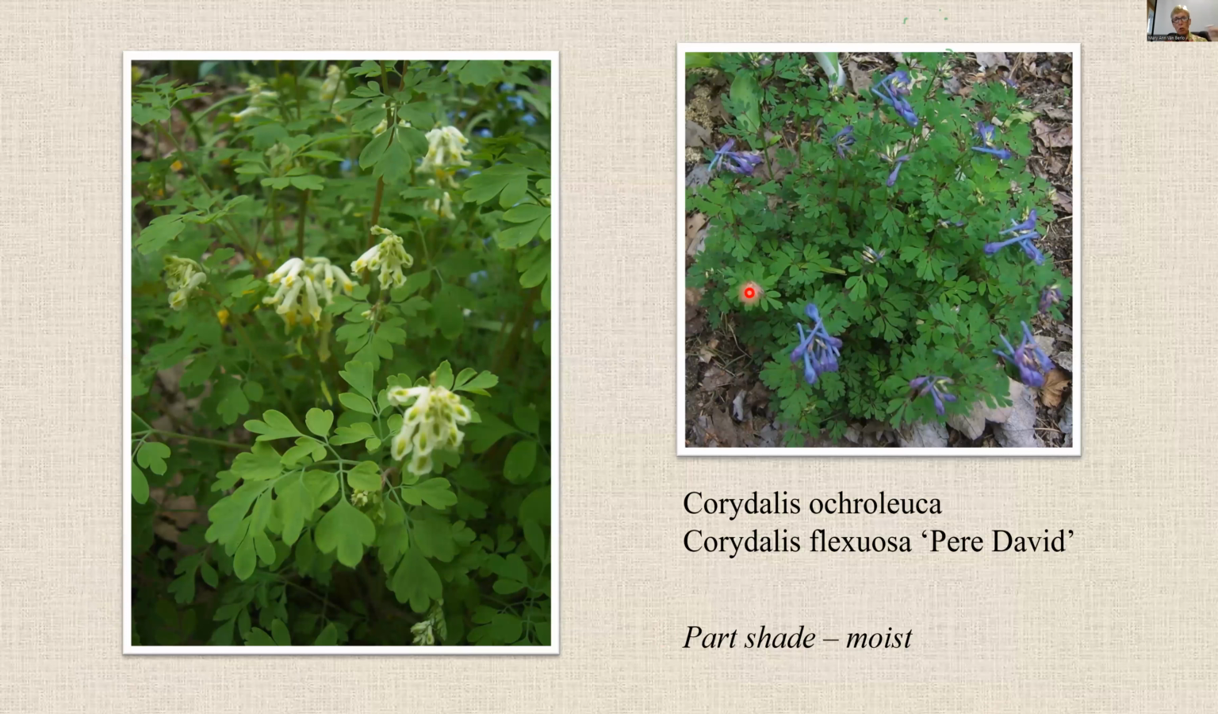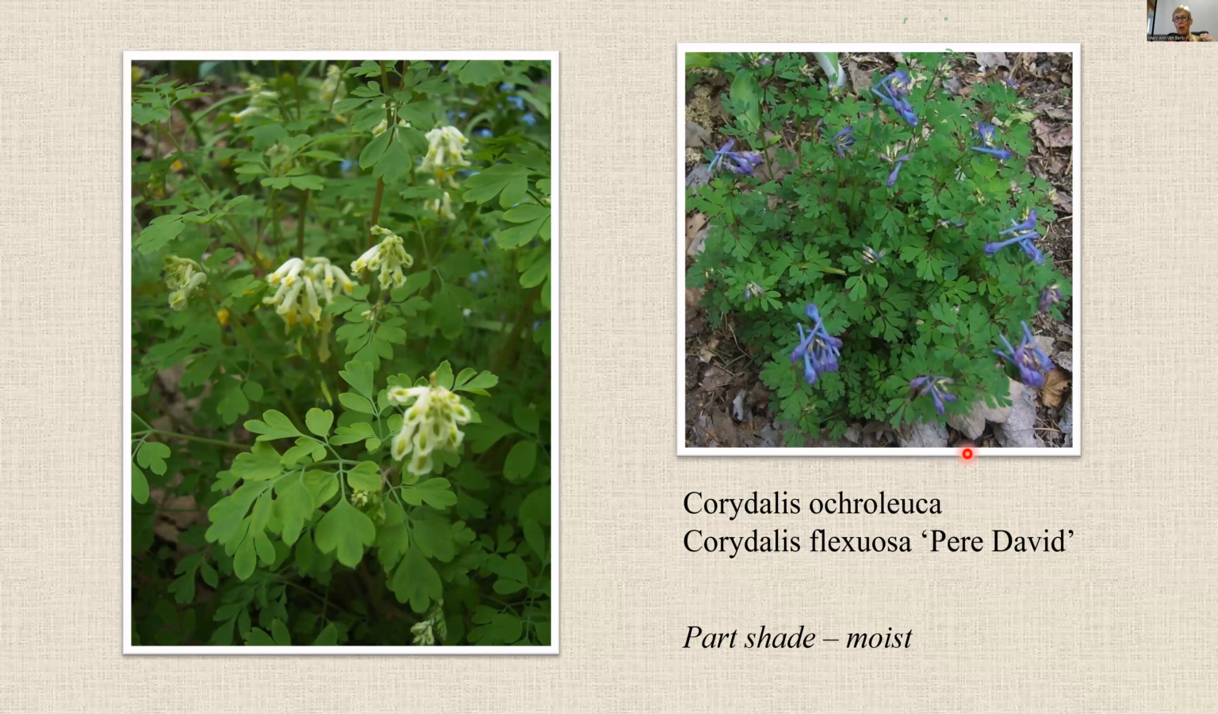Now we're on to Corydalis. It is fast spreading. It's in the same family as your bleeding heart, the fumitory family. Ochroleuca is quite an aggressive seeder, but it's really easy to pull out. And it's one of those plants that once it gets going, keeps going all summer long.